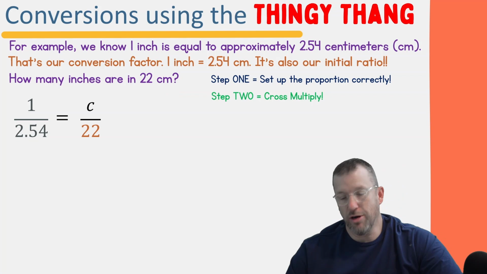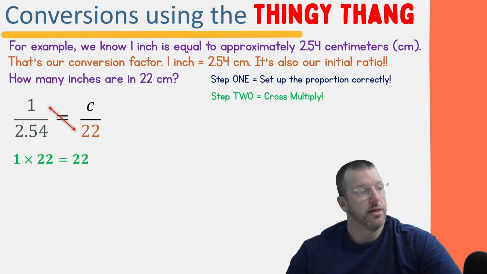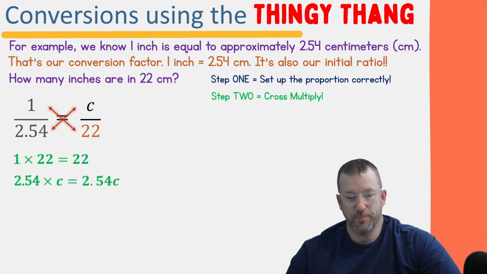What do we do next? We cross multiply. And you know how this works. What's 1 times 22? That equals 22. So when we say cross multiply, we're multiplying diagonally from the top of one to the bottom of the other. And then we do the other diagonal, 2.54 times C, and that equals 2.54C.